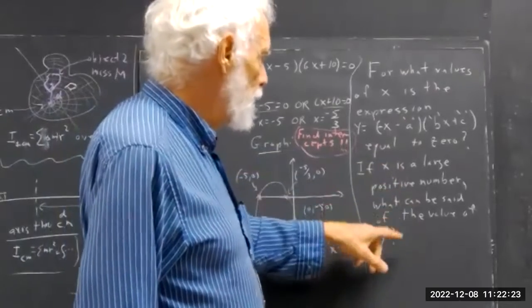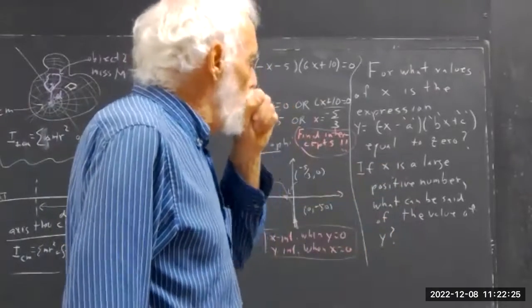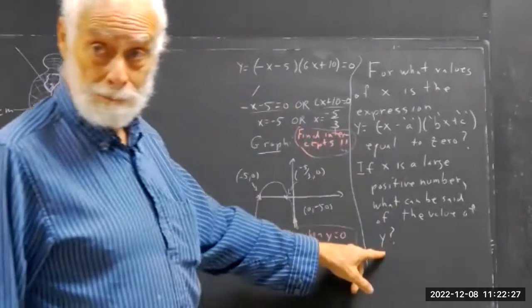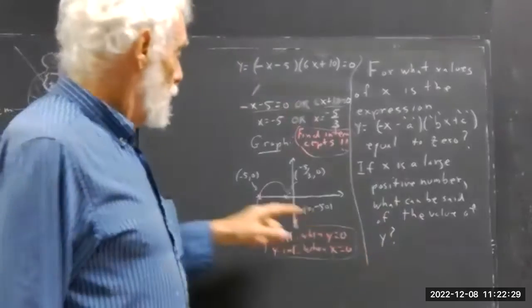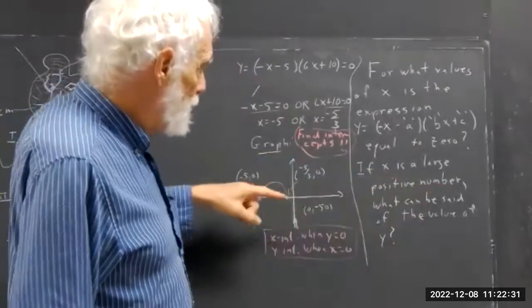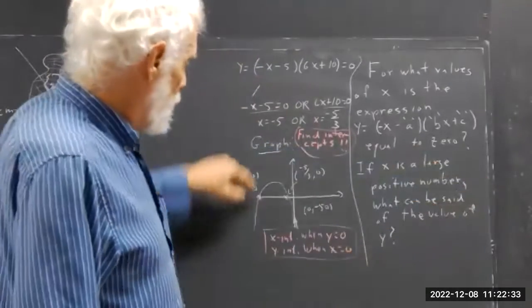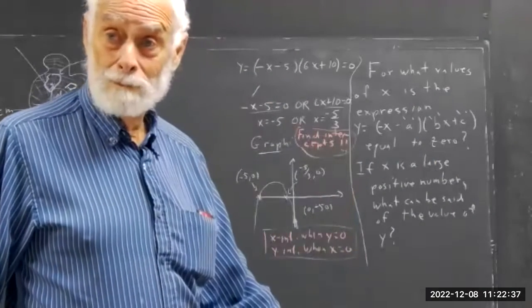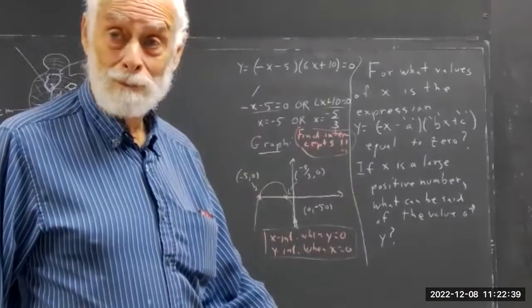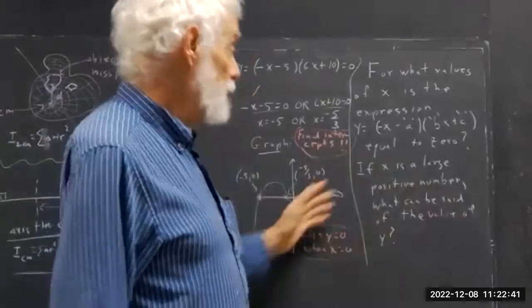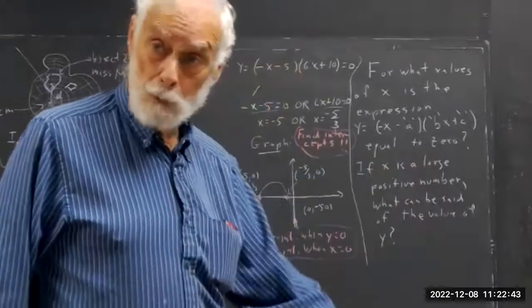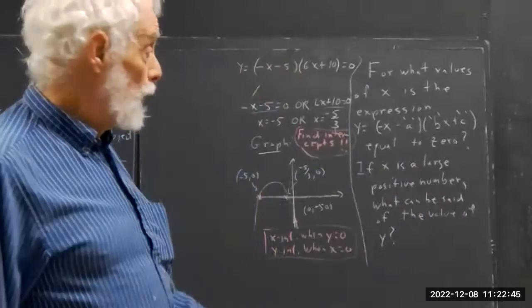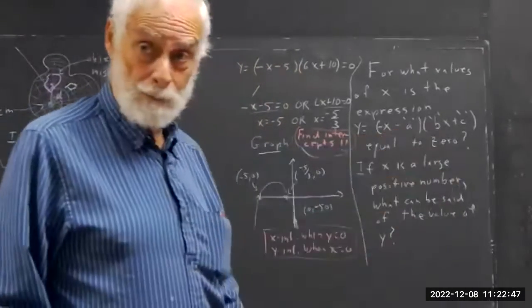If x is a large positive number, what can be said about the value of y? Well, if x is a large positive number, you've got an x coordinate out here. And if this is a parabola of this shape, you're going to have a really big negative result. If x gets even halfway big, your negative result is going to be really big. Now, how can we tell that? By looking at the expression.